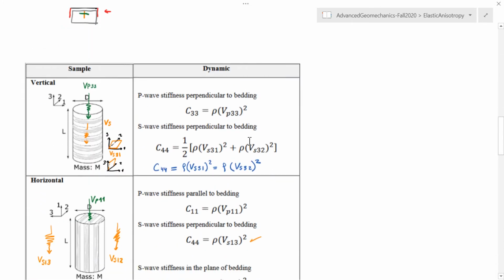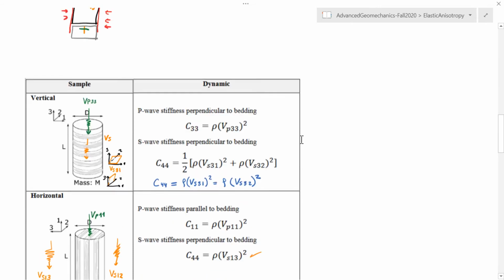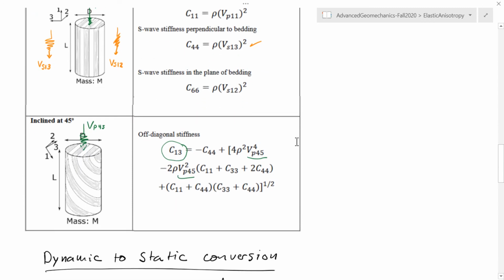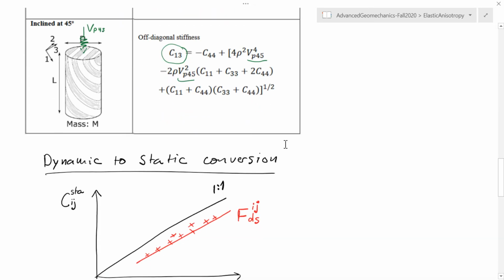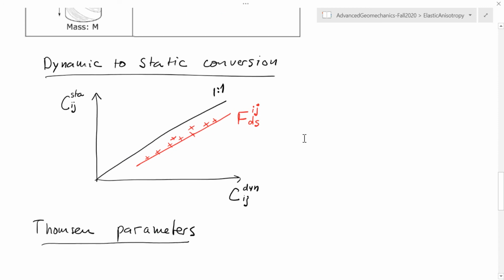So with this, we're going to end this video, and in the next video, we're going to talk about how to quantify this anisotropy, whether a rock is strongly anisotropic or not. And also, we're going to see parameters that characterize that anisotropy, like, for example, the Thomsen parameters, and also some models that allow us to predict such anisotropy.